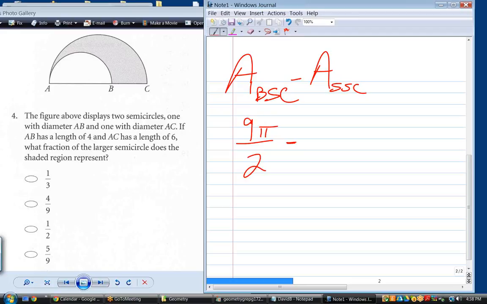What's the area of the smaller semicircle? That would be 4 pi. Oh, well, you can just make that 2 pi. You got it. Okay, so now that gives us the shaded area. What is that equal to?